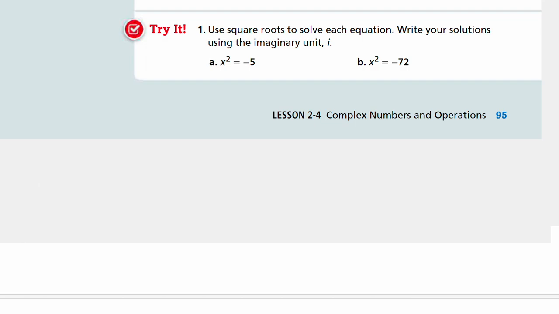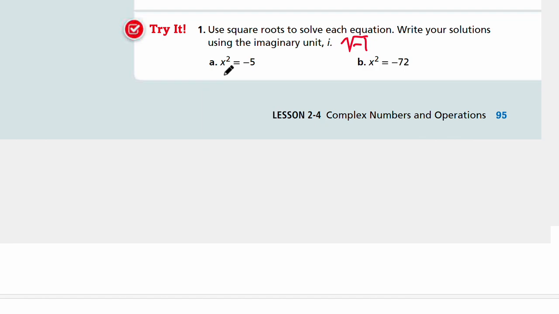Are you ready? Okay, so let's solve these equations. x squared is equal to -5. We want to write the solutions using the imaginary unit i. So that means we want to find a square root of -1, right? We want to factor it out.